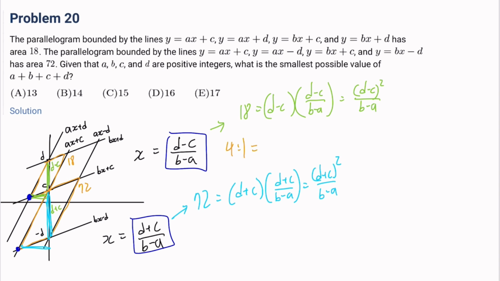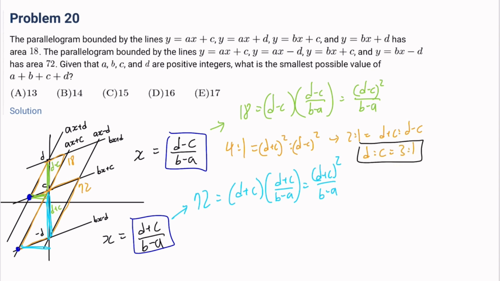So 4 to 1 equals this much to this much. And since the denominators are the same, we can just look at the numerators, right? So that's d plus c squared to d minus c squared. So this gives us 2 to 1 equals d plus c to d minus c. That means d to c is 3 to 1. That gives us d to c equals 3 to 1 also, right?